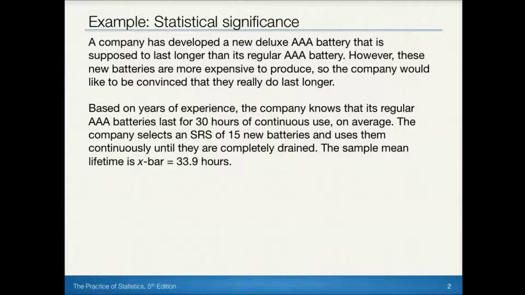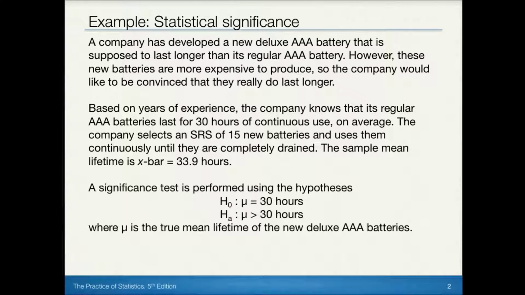The company selects a simple random sample of 15 new batteries and uses them continuously until they're completely drained. The sample mean lifetime is x bar equals 33.9 hours. Now, a significance test is performed using the following hypotheses. The null hypothesis is that mu equals 30 hours, and the alternative hypothesis is that mu is greater than 30 hours, where mu is the true mean lifetime of the new deluxe AAA batteries. Now, let's suppose the resulting p-value is 0.0729.